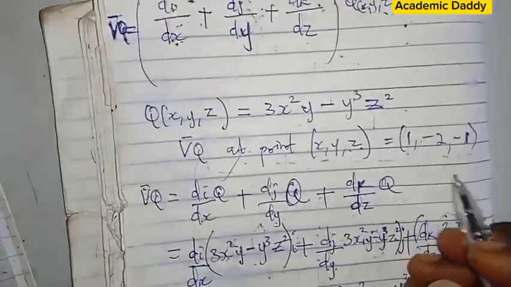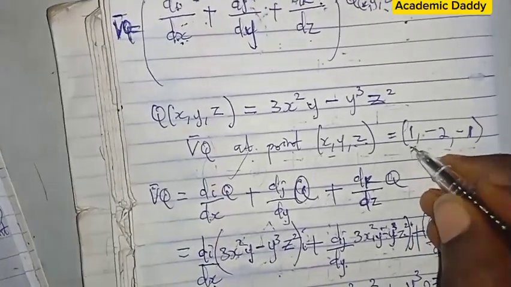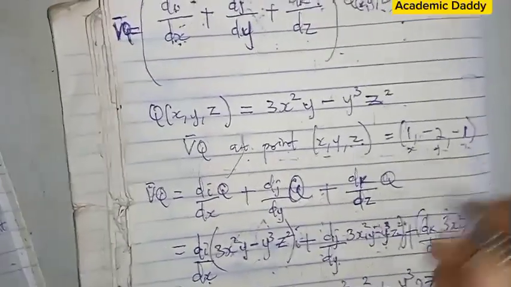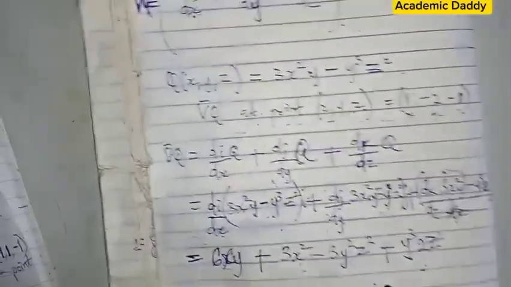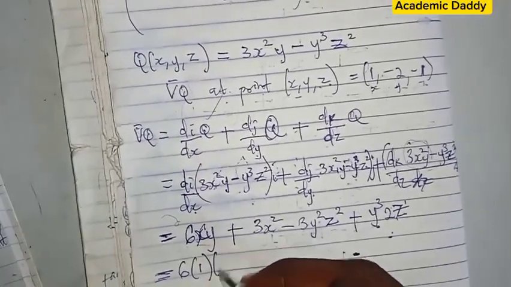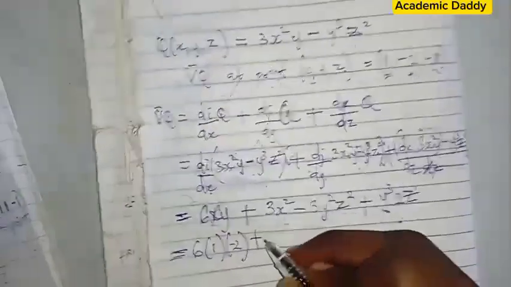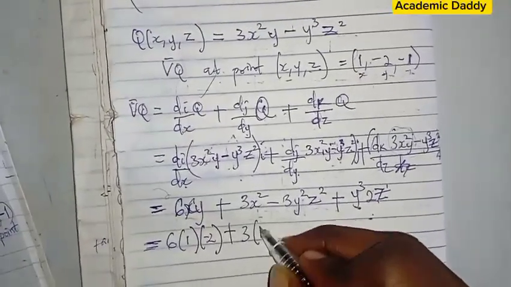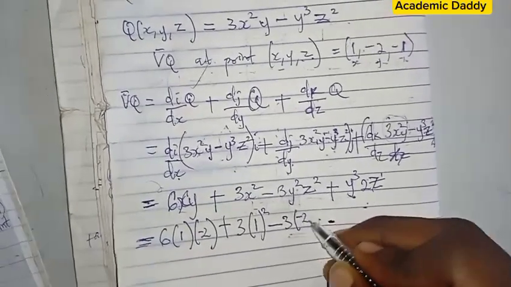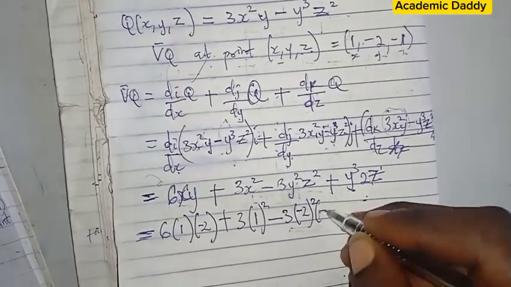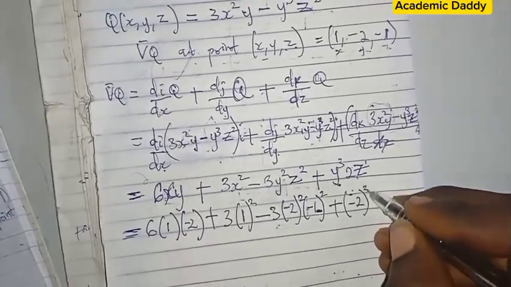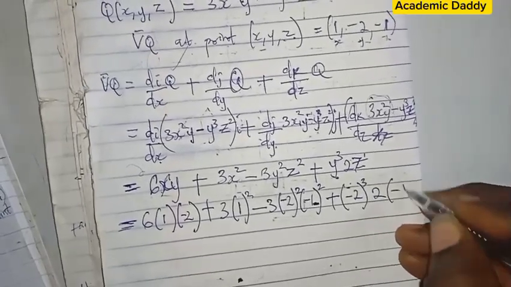Now there's a position given to me, a position whereby x is 1, y is -2, and z is -1. So it simply means I'll now go and make it a function, so that anywhere I see x, I put 1. Anywhere I see y, I put -2. Then plus, this is 3. Anywhere I see x, put 1. Minus. Anywhere I see y, put -2. Anywhere I see z, put -1. Anywhere I see y, put -2. Anywhere I see z, put -1.